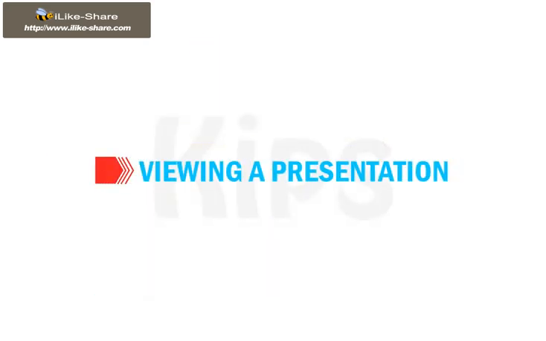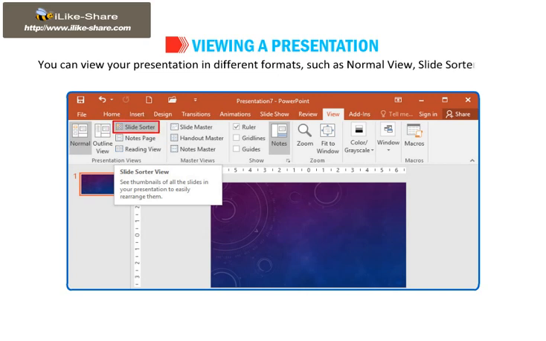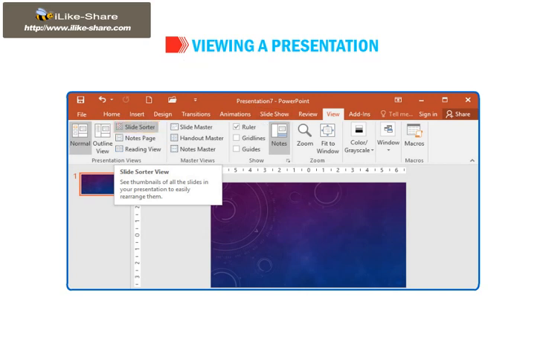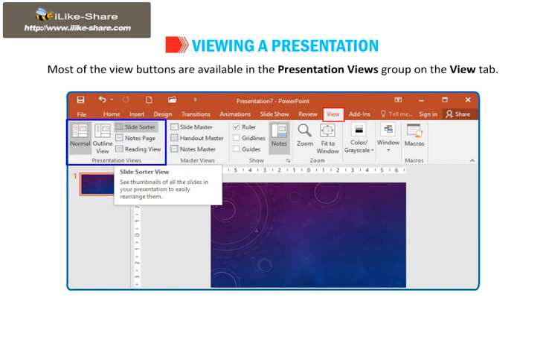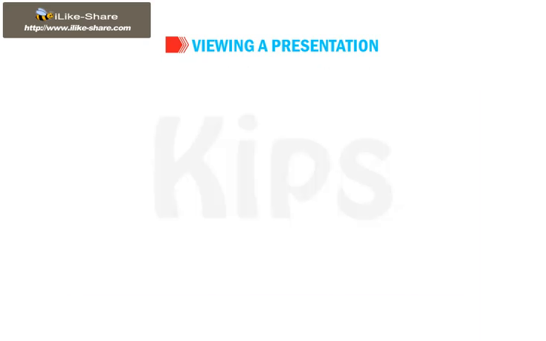Students, let us talk about how to view a presentation. You can view your presentation in different formats such as normal view, slide sorter view, and slideshow view depending on the task at hand. Most of the view buttons are available in the Presentation Views group on the View tab. By default, a user works in normal view. Let me tell you about normal view first.